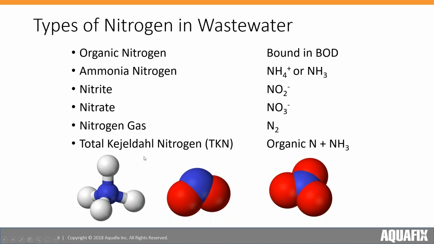TKN, or the total Kjeldahl nitrogen, is one common measurement that's used in a lot of wastewater plants, and that's the sum of the total organic nitrogen you have that can be decomposed, plus your free ammonia or ammonium nitrogen. We've got a few molecules here at the bottom. Starting first at the left, we're looking at the ammonium ion. If you take away one of these white balls, you have ammonia. The next one here is nitrite. And then at the far end here, we have nitrate. These three forms are what make up the inorganic nitrogen in wastewater.